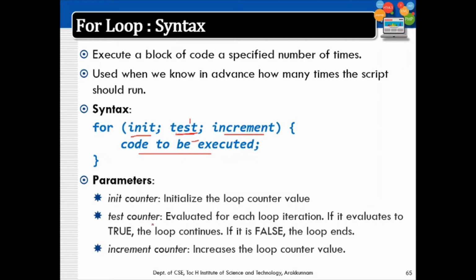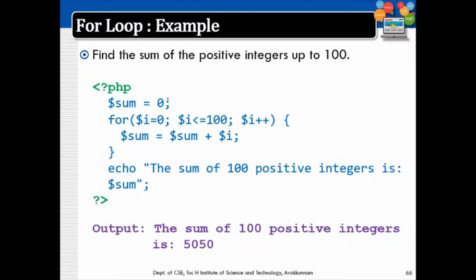In all these loops we can use break or continue statements. Break will break out of the loop. Continue will stop executing the current iteration and go further with the next iteration. So here is an example using a for loop to find the sum of positive integers up to 100. Please go through the program.